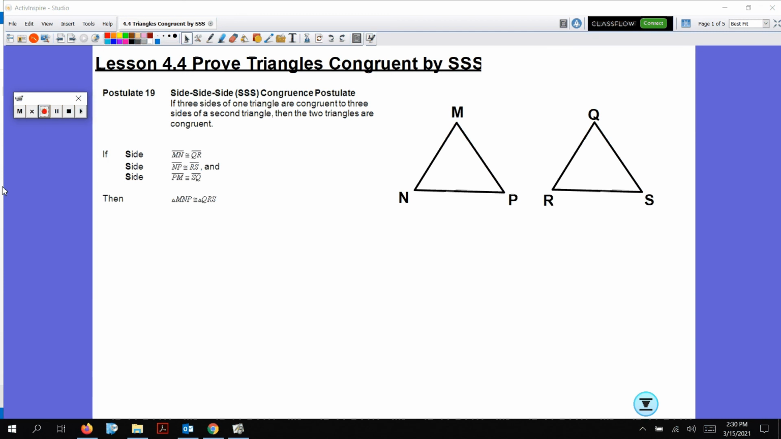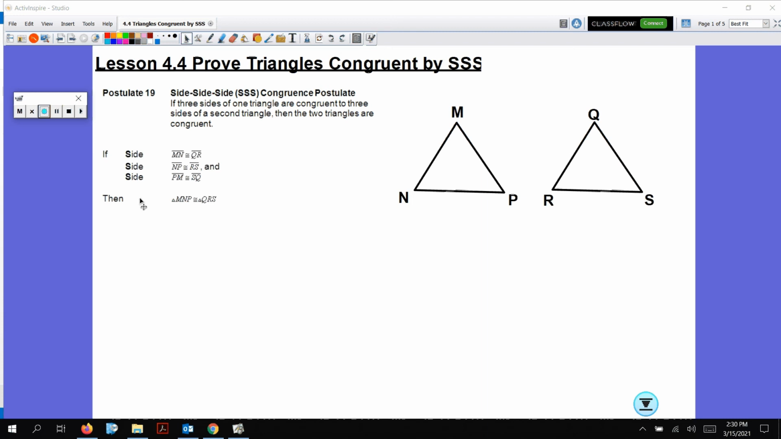Okay, today's lesson is 4.4. We're going to prove triangles congruent by side, side, side, okay? What that means is, if a triangle is congruent by side, side, side, three sides are congruent to three sides of another triangle. So I have these two triangles here, MNP and RQS.